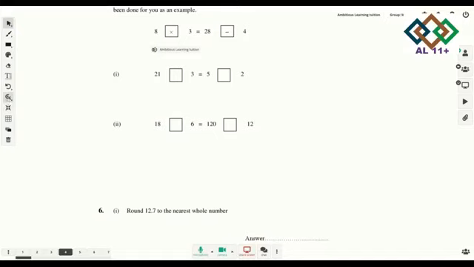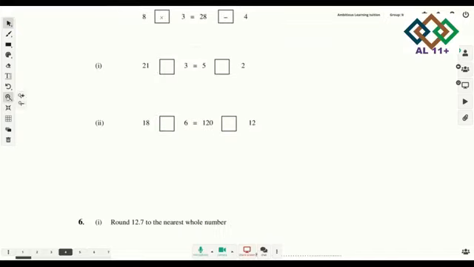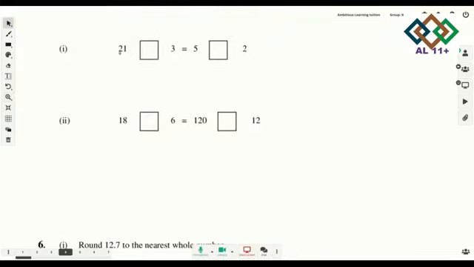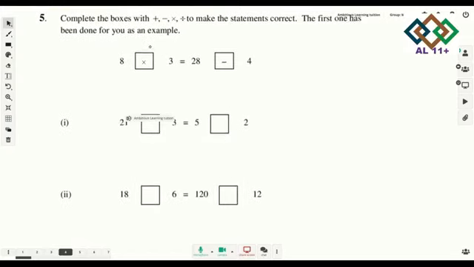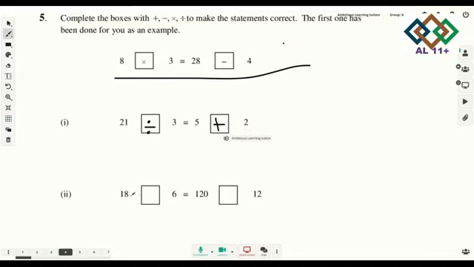Number 5 is an easy one. You just need to put these signs, divide and multiplication signs, to do it. Always look at the example, the way they do it. So the first one is 22 with something 3 gives you 5 with something 2. So the sign here would be divide. And the next one would be add.